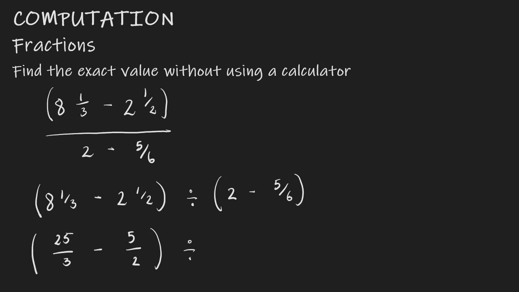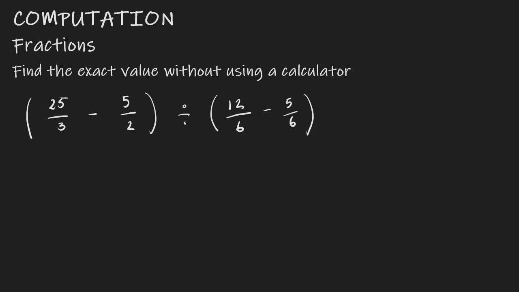Divided by, I can rewrite 2 as an improper fraction with a denominator of 6. I get 12/6 minus 5/6. On my left-hand side, I'm subtracting two fractions, 25/3 minus 5/2.